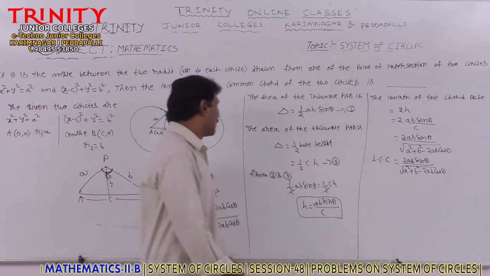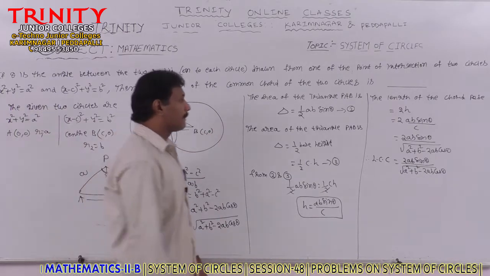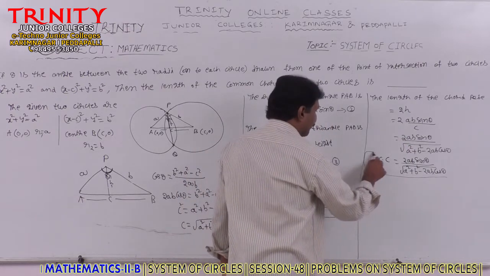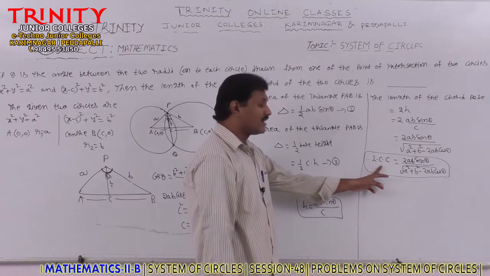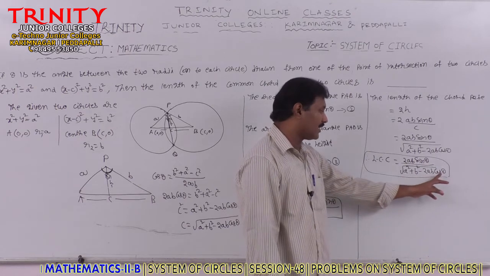We know that the length of the common chord, this part is H, and the total is 2H. Replace the value of H, replace the value of C. We got the equation: if theta is the acute angle, the length of the common chord is 2AB sin theta by the root of A square plus B square minus 2AB cos theta.